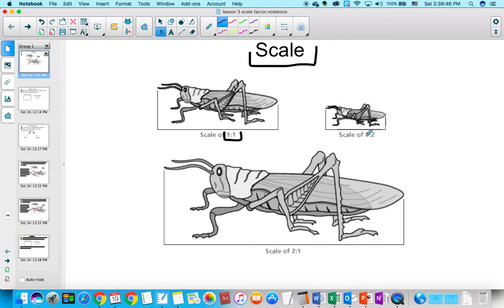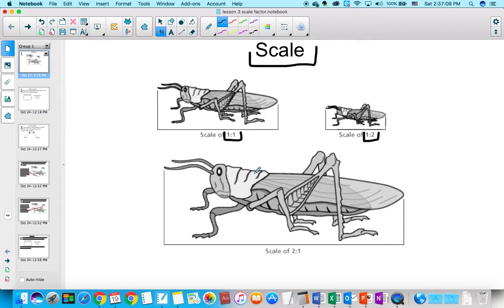If we were to do a scaled down or a smaller picture of the grasshopper, say half, we would say that the picture is a scale of 1 to 2, 1 being the picture and 2 being the original grasshopper, right? You can say that if this is the size of the original grasshopper, this is half of that.